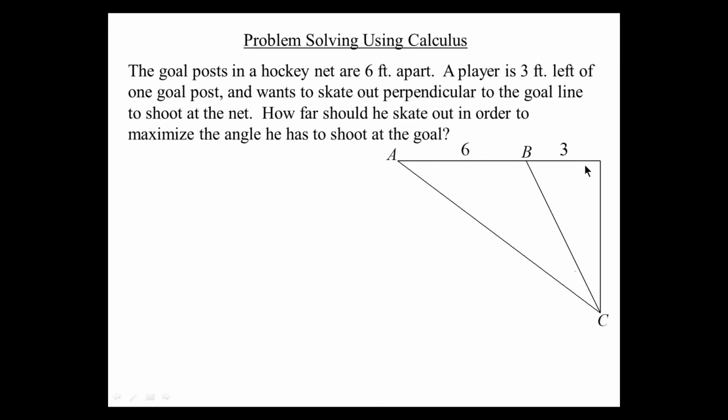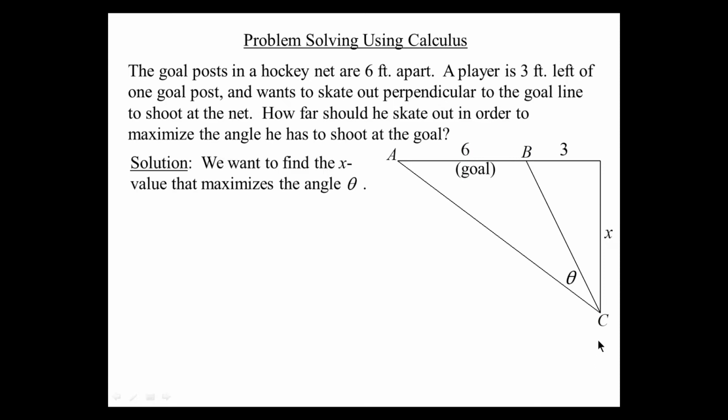And shoot at the net. How far should he skate out in order to maximize the angle? So he wants to maximize his angle. This is the angle that he gets to shoot the puck towards the net, and he wants to skate out x meters. So we want to find an x to maximize this angle theta. This is the goal. Okay, solution.